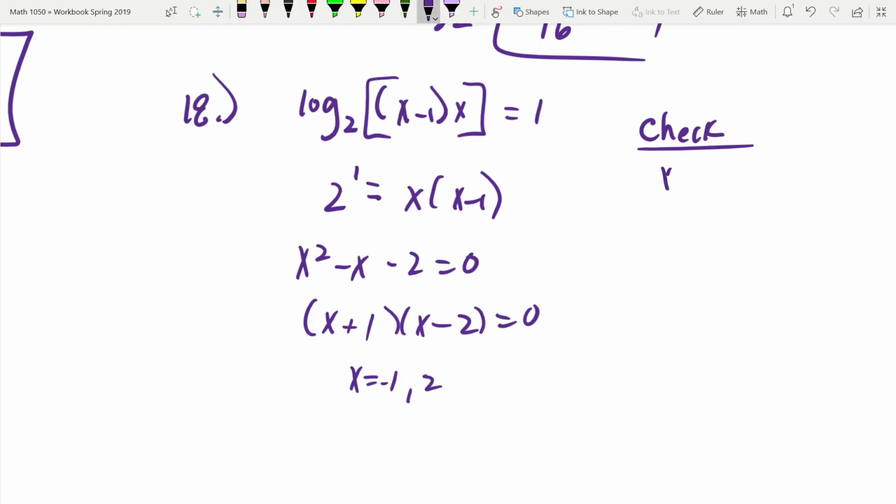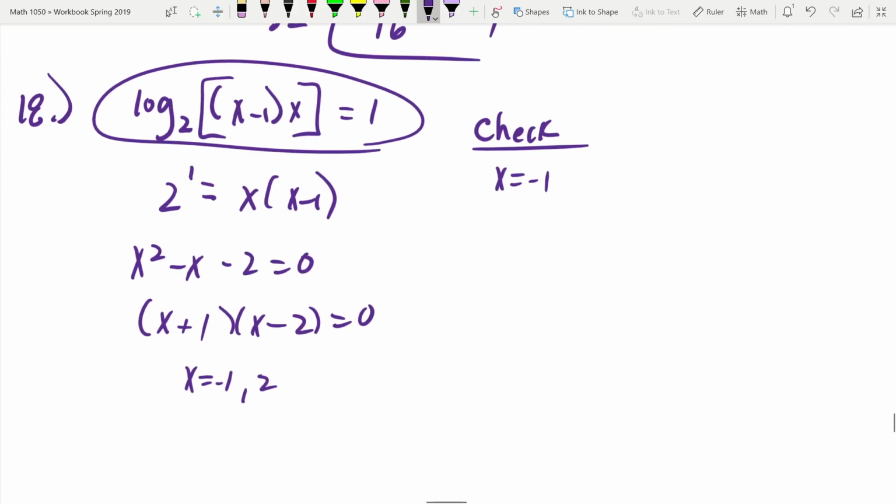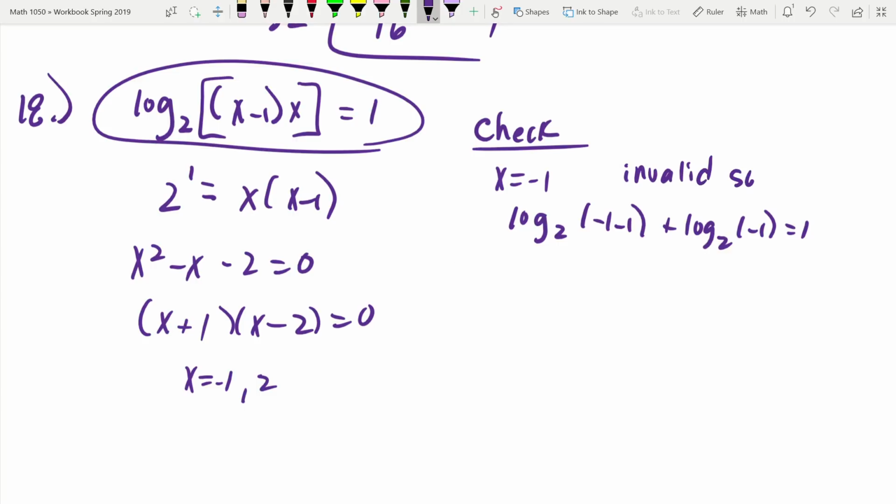So I'm checking x equals -1. A couple of things people do: they do a really lazy check, they don't really show it. Another thing that people do is they put it into that step, which is not the original. Both of those will not give you credit for that check. So when you check this, you have to go log base 2 of -1 minus 1 plus log base 2 of -1 equals 1. I can tell right now that that is an invalid solution because I'm taking the log of a negative.